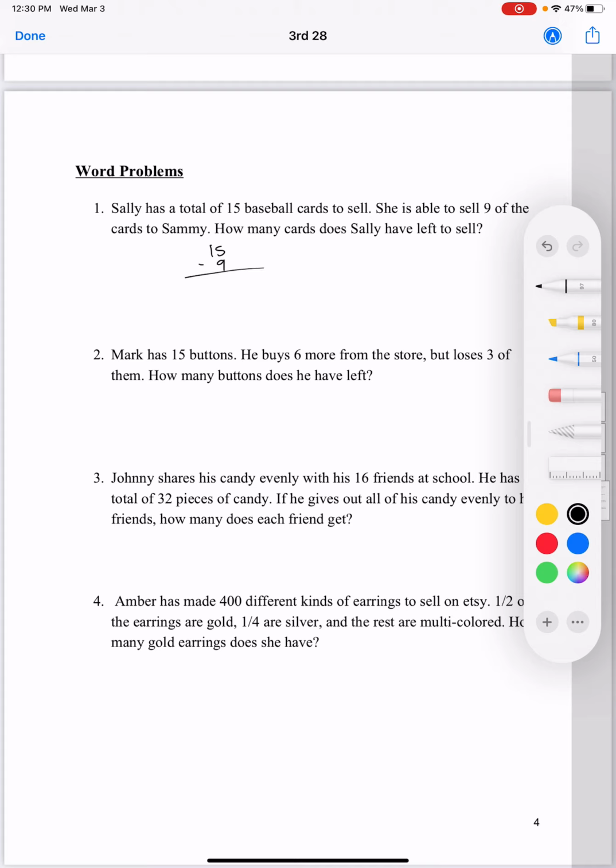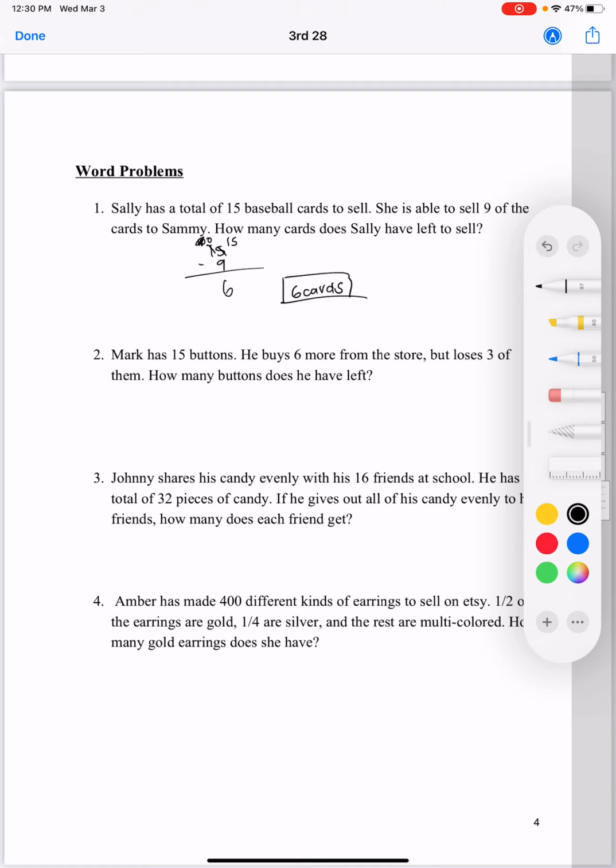So 15 minus 9. We can't do 5 minus 9, so we bring over a 10 from the 1, so this becomes a 0. This becomes a 15. 15 minus 9 is 6, which means Sally has 6 cards left. Don't forget to label and box your answers.